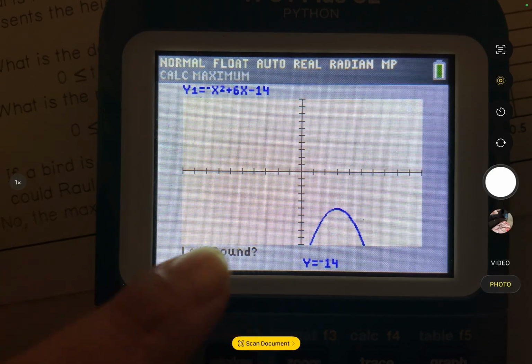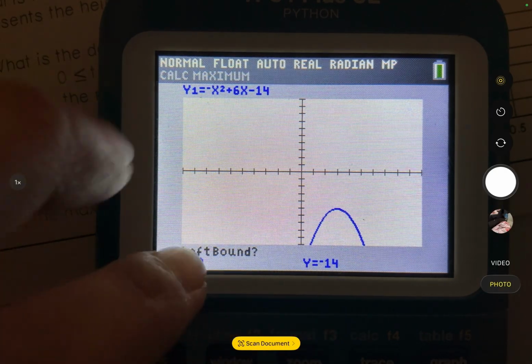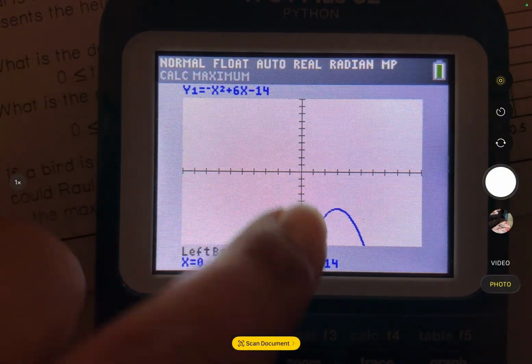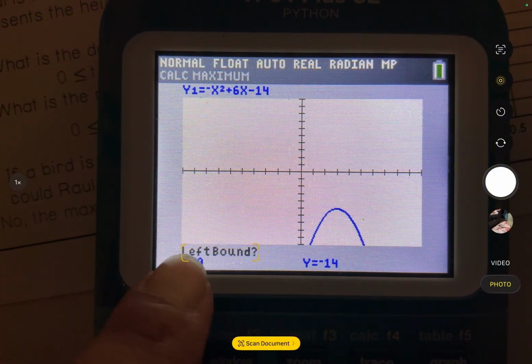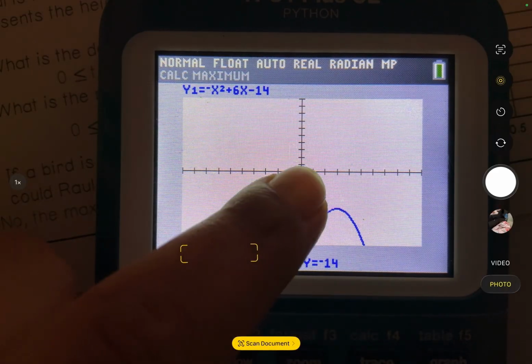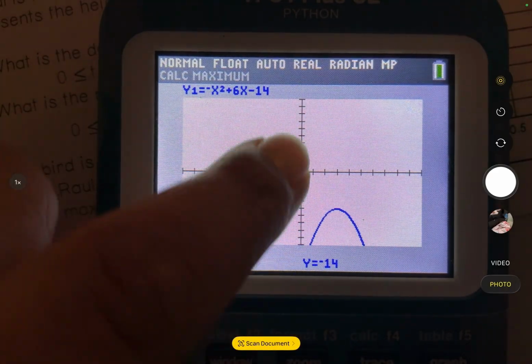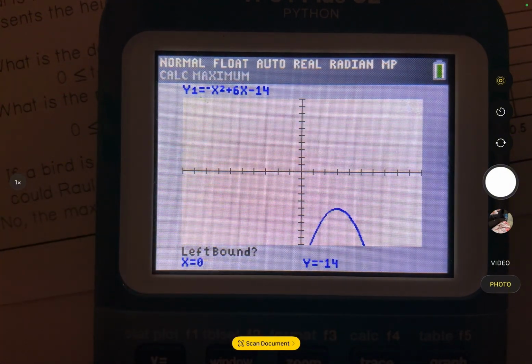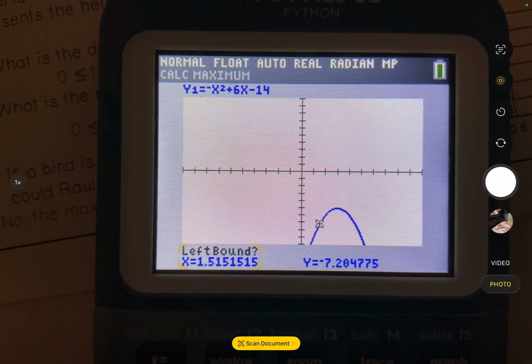Now it says left bound. You're going to have left bound, right bound, guess. Your star always starts on the y-intercept. If you're looking for the y-intercept, there it is, 0, negative 14. But your star is always on the y-axis. So I'm going to move it to the right until I see it somewhere up here. Use your left and right arrows. Never use your up and down.